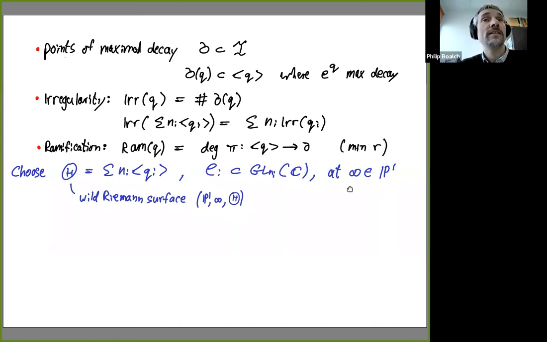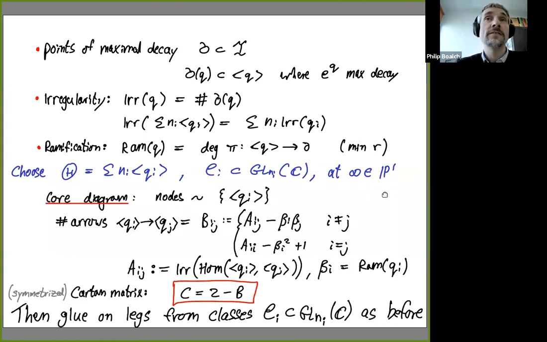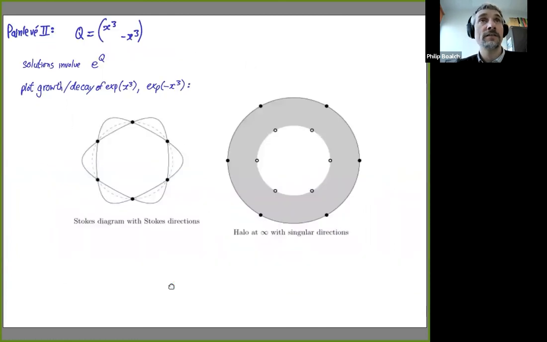And then if you fix this irregular class, you can define the diagram just by extrapolating what people did before, what the additive definition became over here. And so you do get a definition of a Cartan matrix, and then you can glue on the legs as before from the classes on each of the circles.